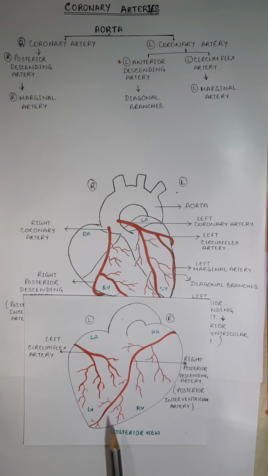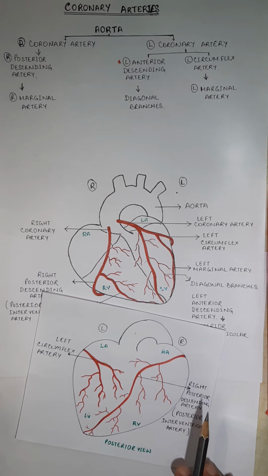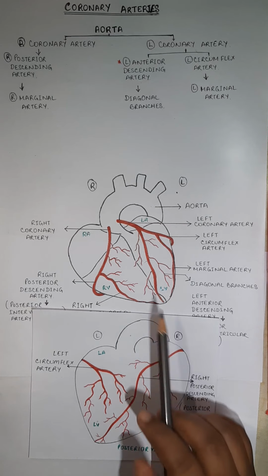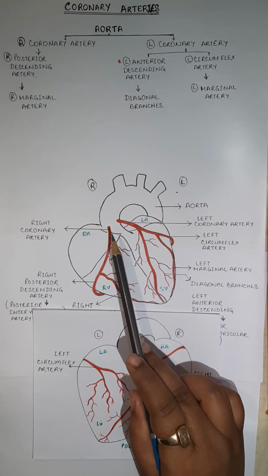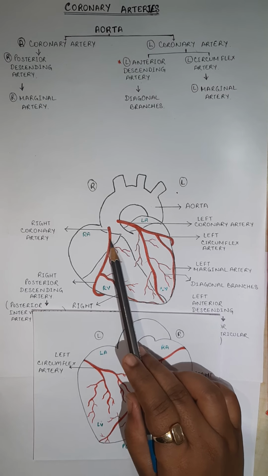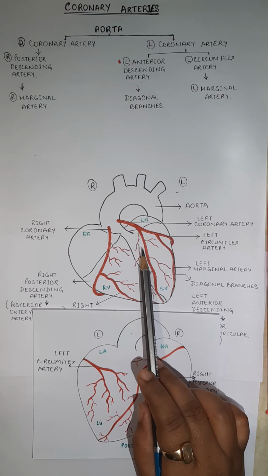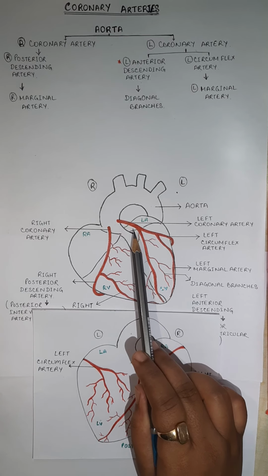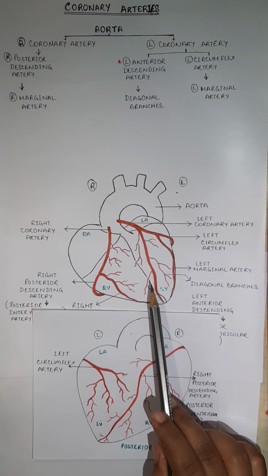Okay, so we'll just do a brief revision in the diagram itself. This is the anterior view, this is the aorta, this is the base of the aorta. These are the two main branches, the left coronary artery and the right coronary artery. The left coronary artery divides into two. One is the circumflex artery, which goes posterior to the heart. The other is the main one, the left anterior descending artery, which comes anterior to the heart and supplies both the ventricles. So it is also known as the anterior interventricular artery.